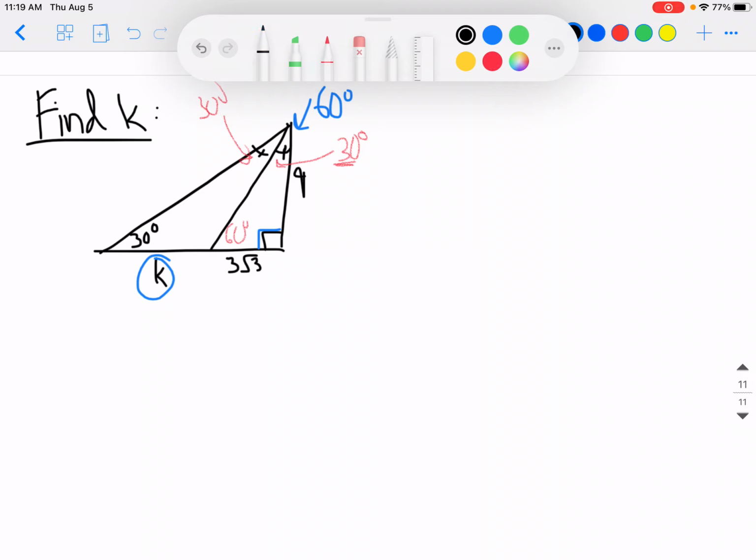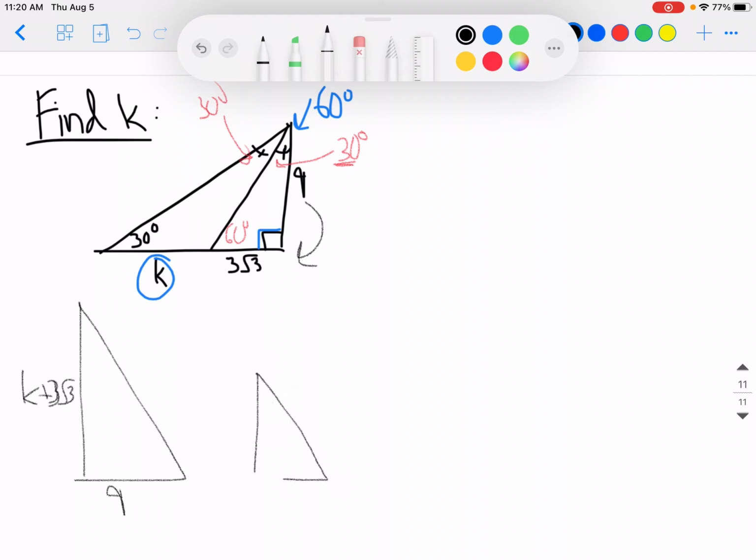And so what I'm going to do is redraw these triangles so they look kind of similar, and we can then work with it from there. So let's start off with the big triangle. We have a base of 9, so I'm just taking this triangle right here and rotating it, the big one. And then up here we have K plus 3 root 3. Now the smaller triangle is going to be 3 root 3 and 9.